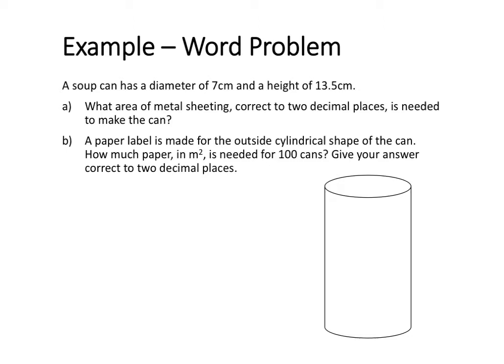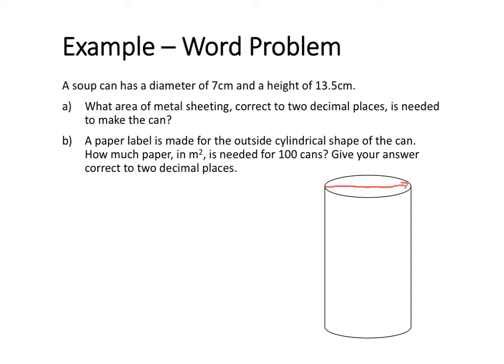So when we have a word question, the first thing to make sure you have is a diagram. If you don't have a diagram, then you need to be drawing one. We have already been given a diagram, but it has no measurements on, so we'll go ahead and place those measurements on there. So we know that the soup can has a diameter of 7 centimeters.